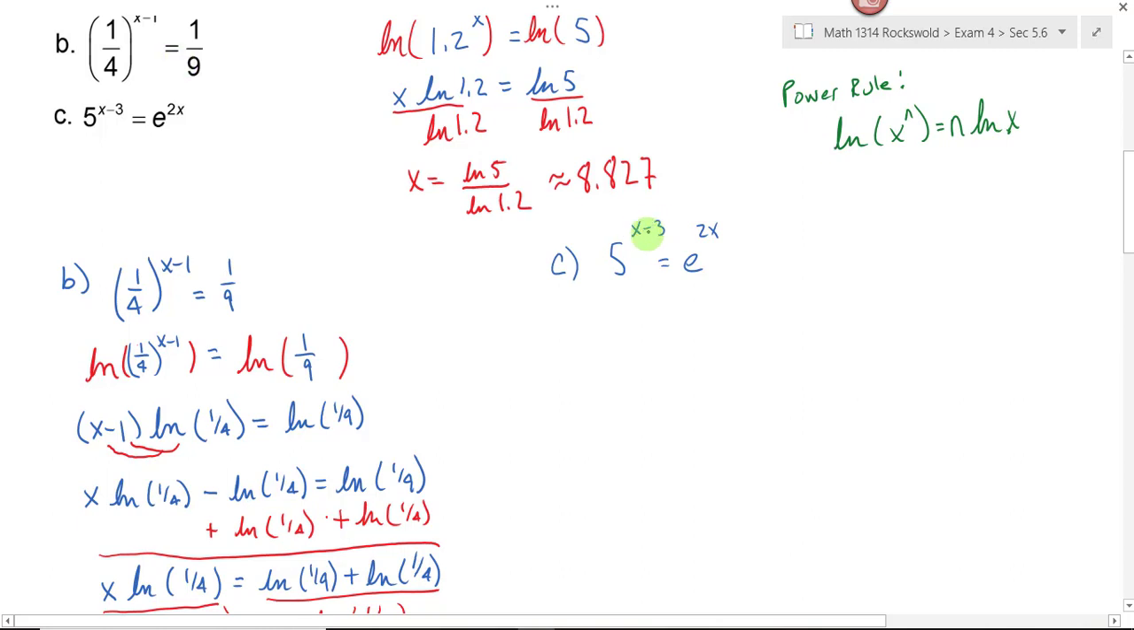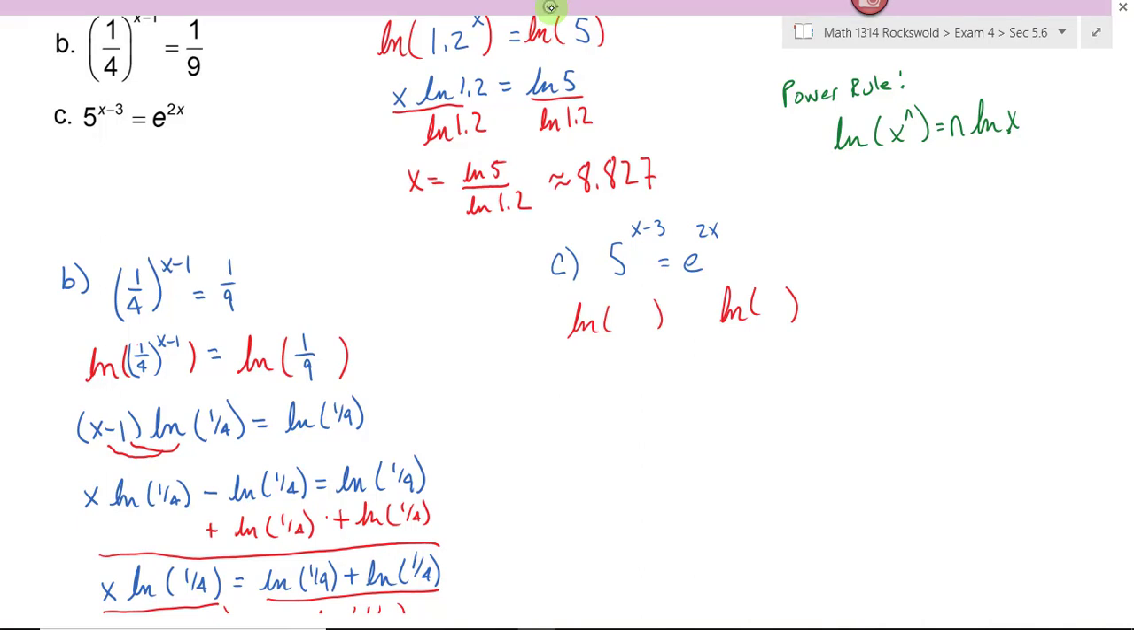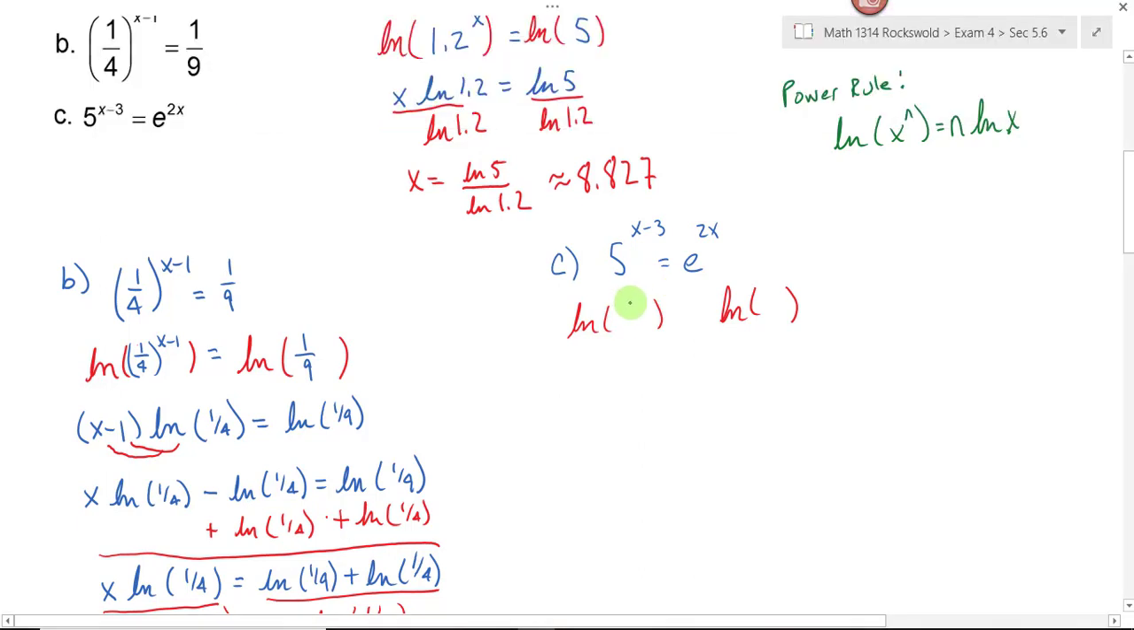So in order to get these variables down out of the exponent, I have to take the natural log of both sides of the equation. What you do to one side of the equation, you have to do to the other. So I'm taking the natural log of 5 raised to the x minus 3 and I'm setting it equal to the natural log of e raised to the 2x. Now I can move my exponent down front.